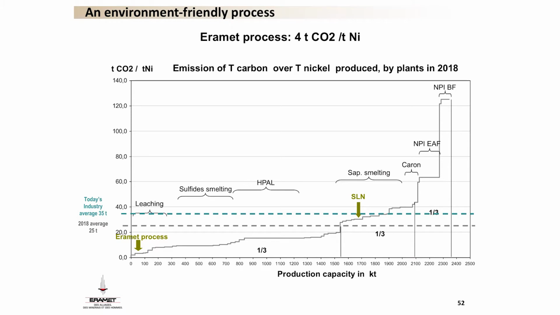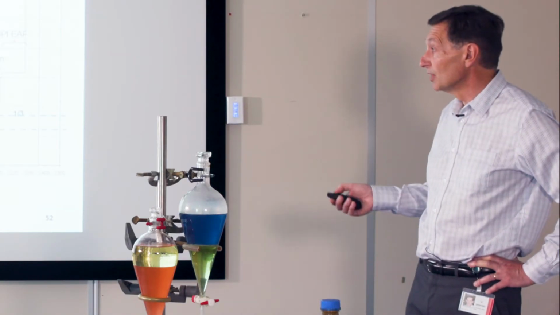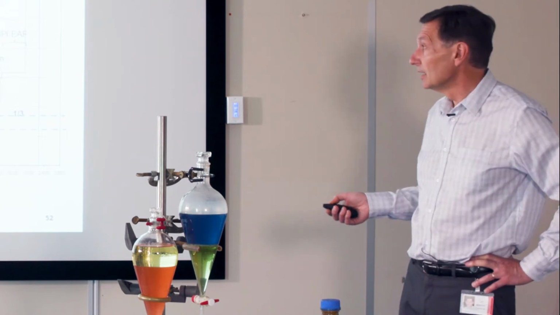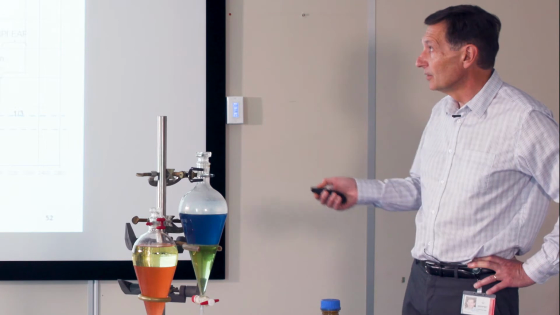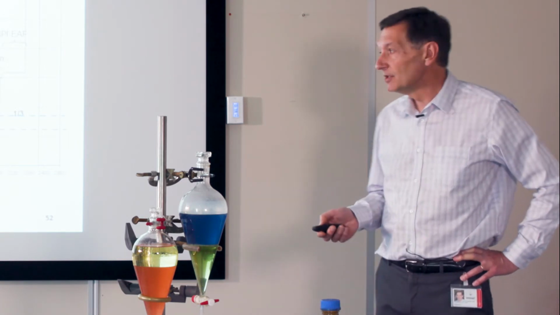You see here that where our SLN in New Caledonia is, that's saprolite smelting at the level of 35 tons of CO2 per ton of nickel, and where our hydro process will be, at a very, very low level. It's very important to calculate all these emissions and to present processes with very low CO2 emission.